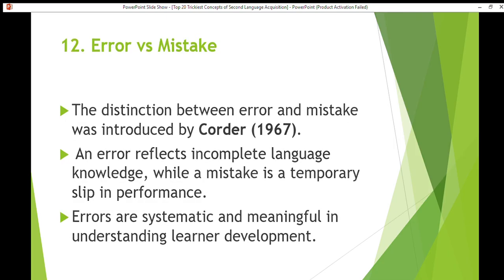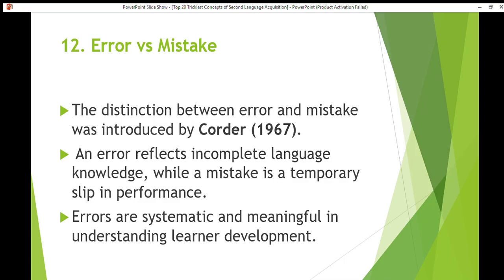Errors versus mistakes. The distinction between error and mistake was introduced by Corder in 1967. An error reflects incomplete language knowledge, while a mistake is a temporary slip in performance. Errors are systematic and meaningful in understanding learner development.